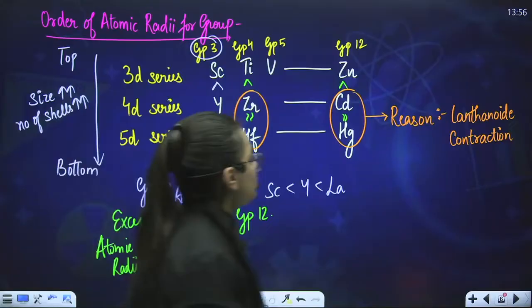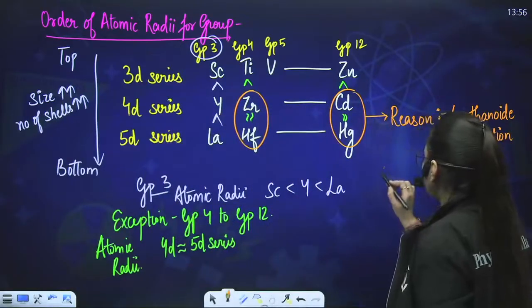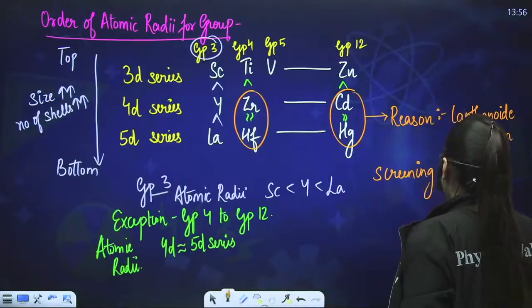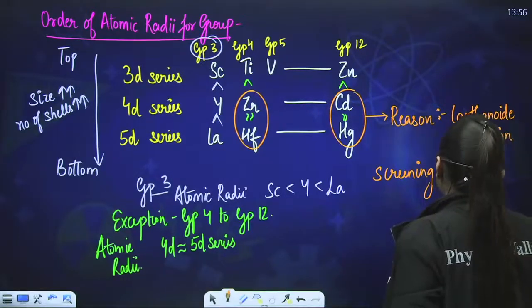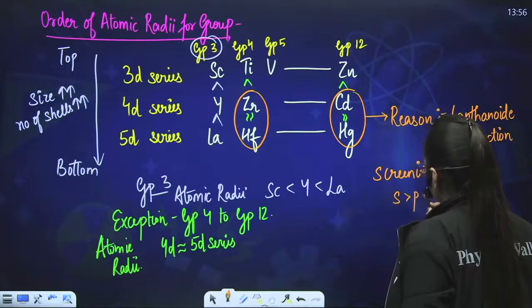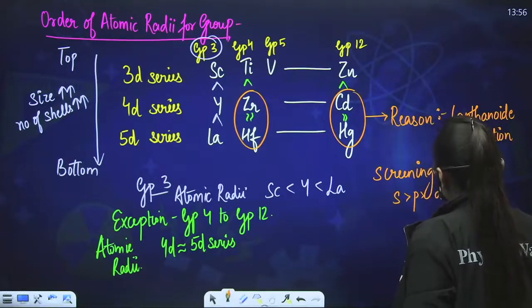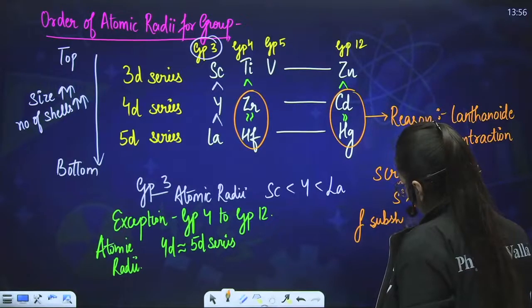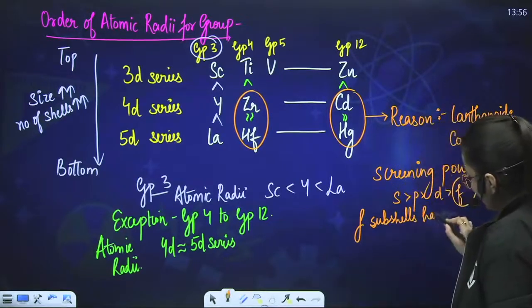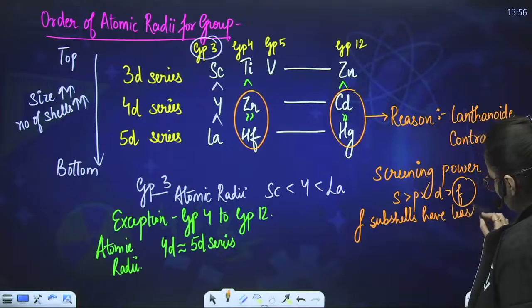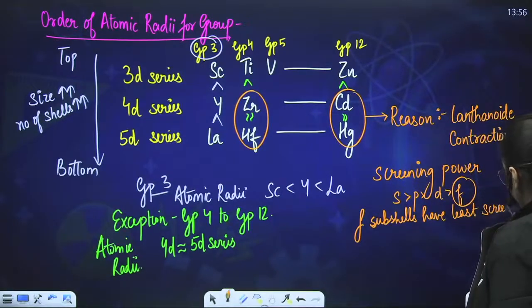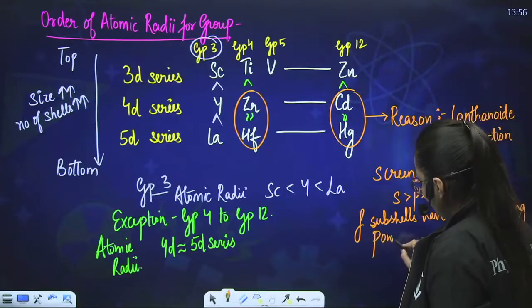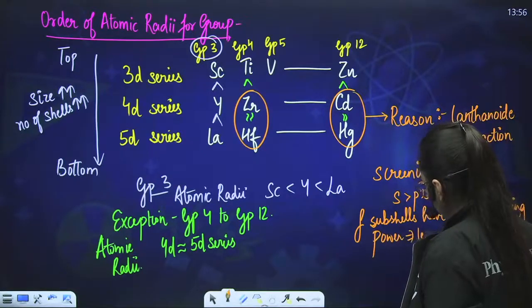Okay, now see over here students. Just now I told you about screening power: S has more than P, then D and F. F subshells have the least screening power. That means they have the least repulsion.